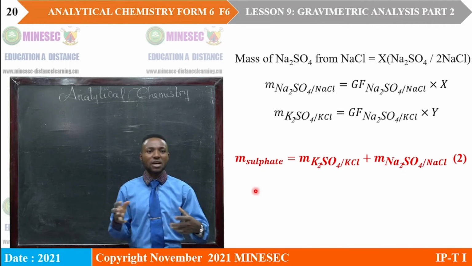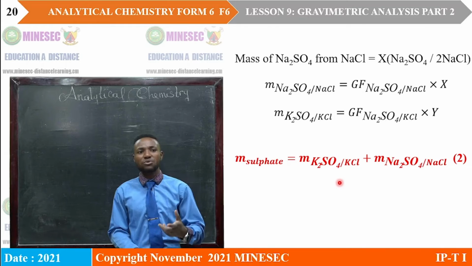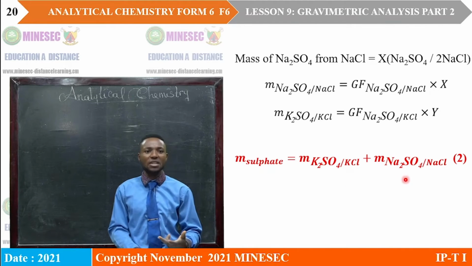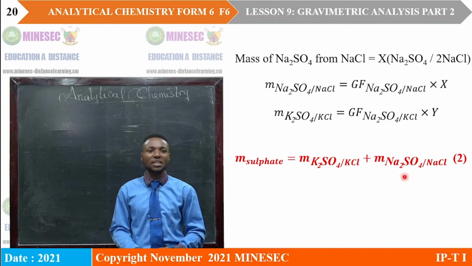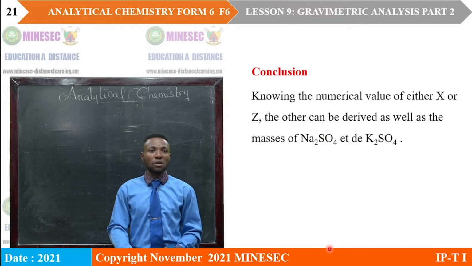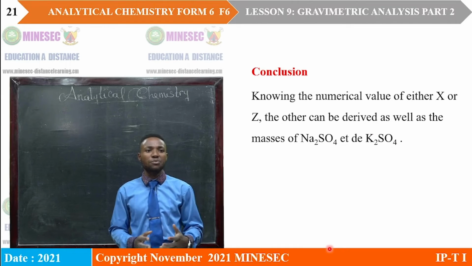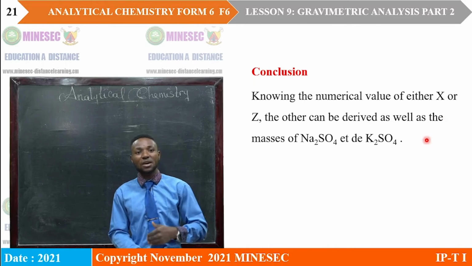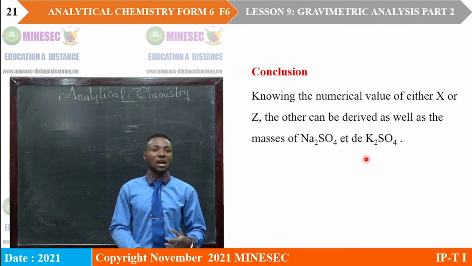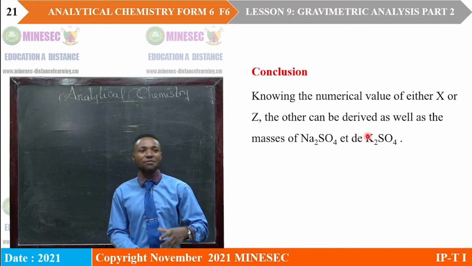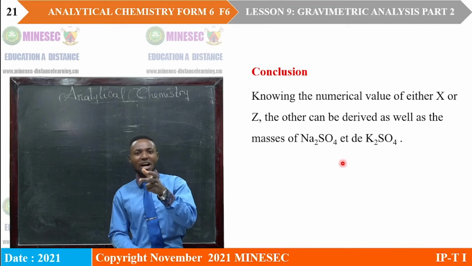When we perform that, we calculate the mass of sulfate in both substances, giving the mass of potassium sulfate from potassium chloride plus the mass of sodium sulfate from sodium chloride. We'll call that equation 2. In conclusion, we obtain two simultaneous equations where we solve for X and Y. When we have X, knowing Z, we can determine Y, or if you have Y, knowing Z, we can determine X.